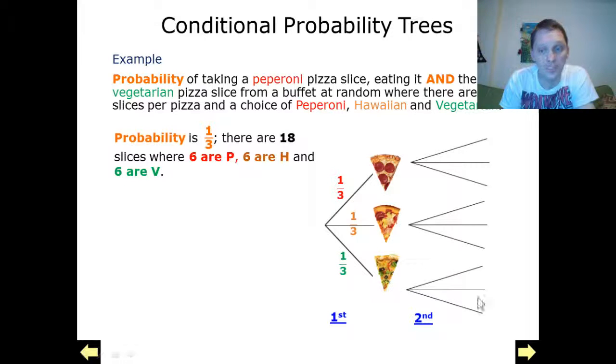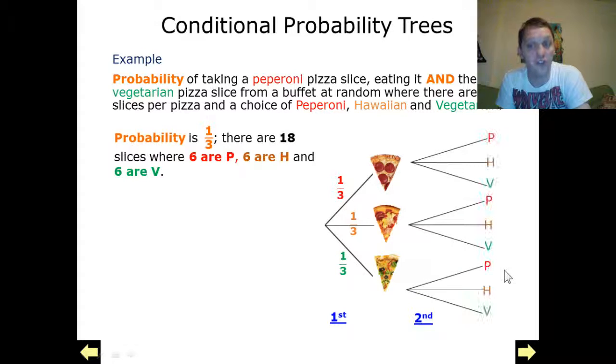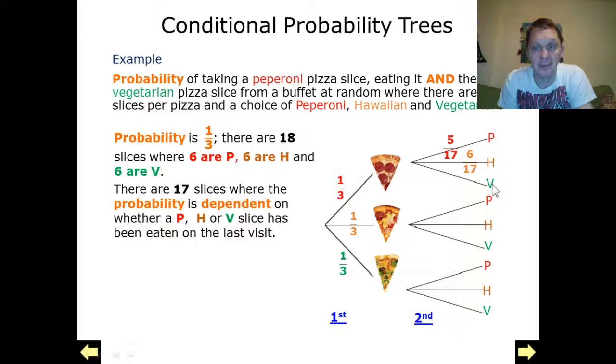And after each one of these, for my second trip, each one of these has got 3 possible outcomes: pepperoni, Hawaiian, vegetarian. But the probability for these is obviously dependent on what I took beforehand. There are 18 slices here, so taking a slice, each one of these is going to be over 17. And each one is going to be left with 6 slices unless I took one of those slices in the first go. So here I took a pepperoni, so there are only 5 slices left of the pepperoni. Here I took Hawaiian, so there are only 5 left for the Hawaiian. And here I took a vegetarian, so only 5 left for the vegetarian.